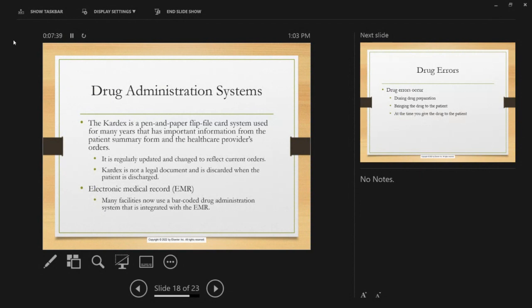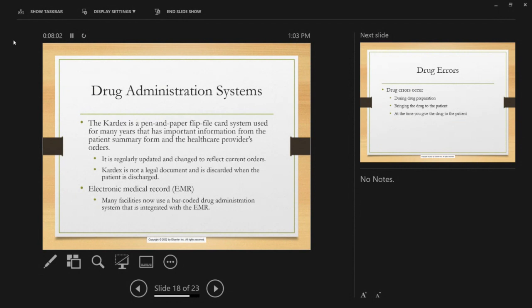One critical nursing responsibility is to check that the drug orders for your patient are correct. Integrated within an EMR, many facilities will now use a barcoded drug administration system to allow the drug orders to be sent to the pharmacy when they are written. The drugs are sent to the patient's room or floor, and the drug is then taken to the patient's bedside.